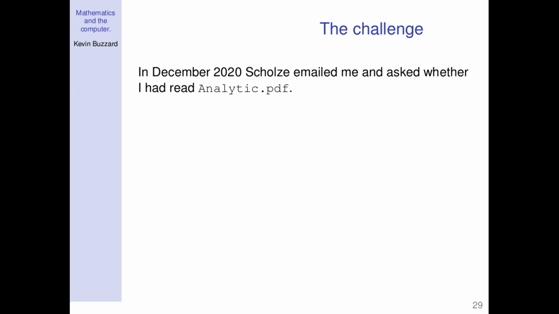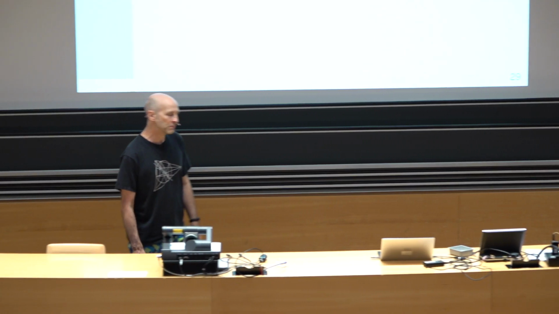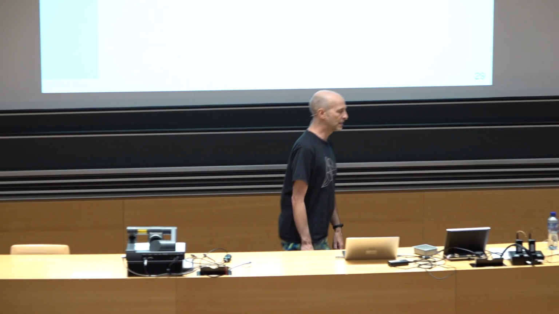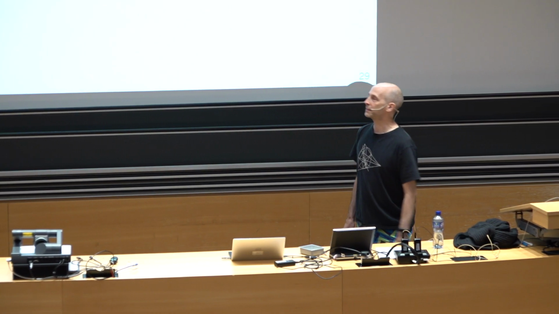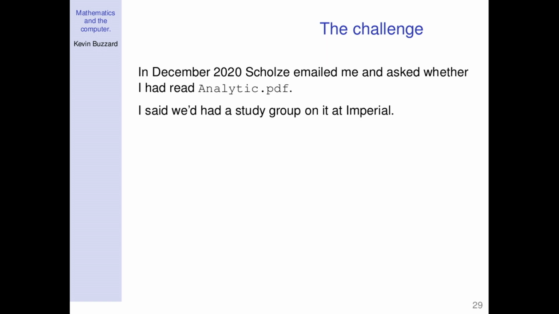That's the maths, and now here's what happened next. So I got an email from Scholze in December 2020, just asking me if I'd read this document, and I remarked that indeed, 6 months ago we'd had a study group on it at Imperial, and there were study groups on it all over the world, right? And so then he said, right, did you read the proof of theorem 9.4?